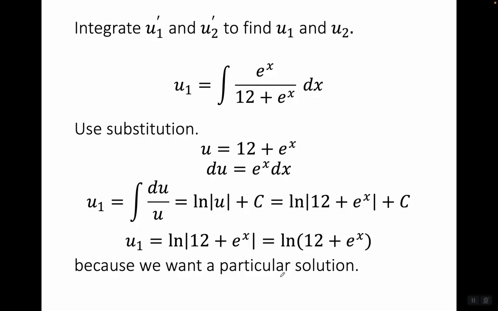u1 is the integral of e to the x over 12 plus e to the x. We're going to use substitution for this one. u is 12 plus e to the x, and du is e to the x dx, and that's exactly what we have here.